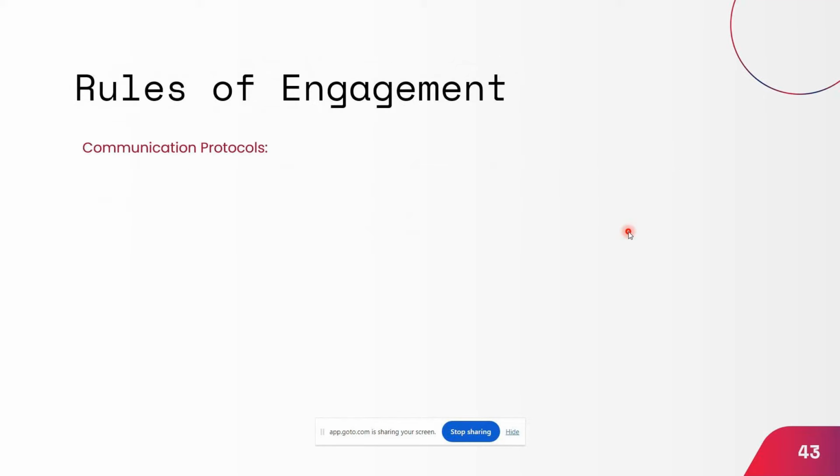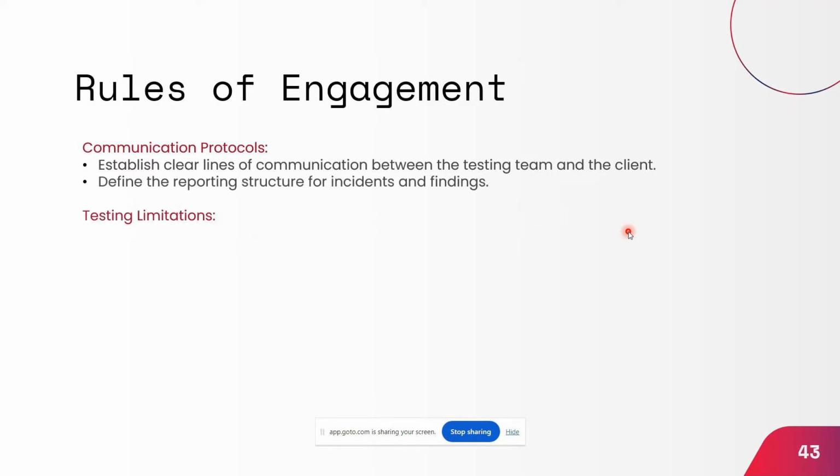Then the rules of engagement. We should establish a very clear line of communication between the testing team and the client team, by choosing a communication protocol. Mostly it will be email communication only. And also ask them what type of report they are expecting, because that's the output we are going to hand over to them. So just show them the report structure if you have some sample reports.